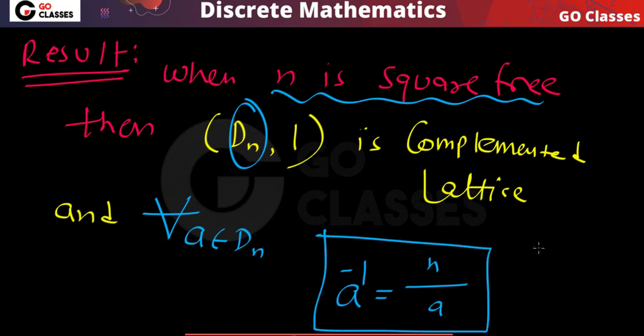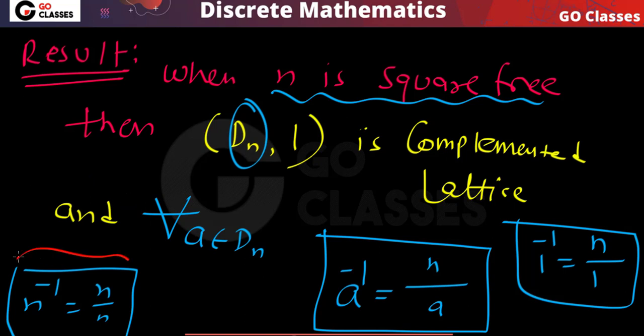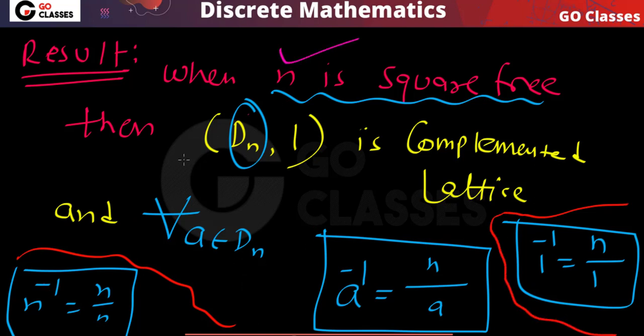For example, what will be the complement of 1? That will be n divided by 1, meaning the complement of 1 will be n. What will be the complement of n? That will be n divided by n, that will be 1. So if n is square free, then for all elements the complement will be basically n divided by a.